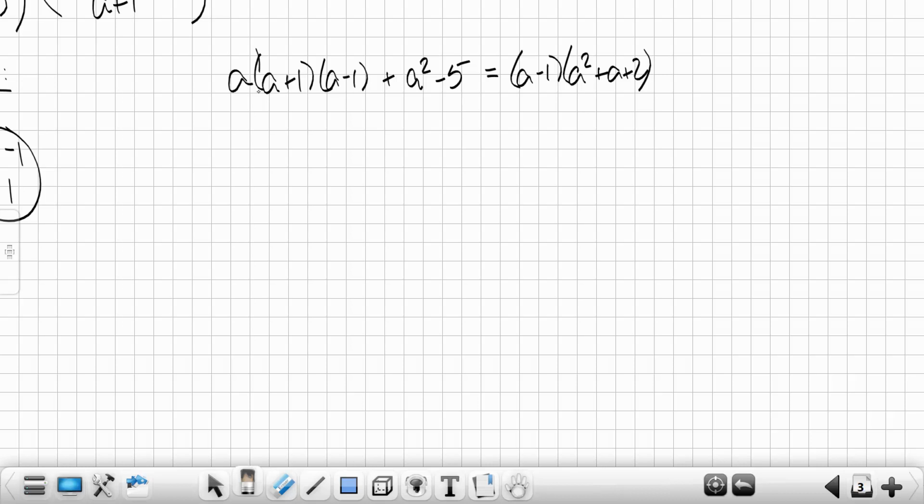So right here, guys, this a plus 1 times a minus 1 is just going to become a squared minus 1 again. Because those are conjugates. Conjugates, if you don't recall, are binomials where the only thing that's different between them is the center sign, or at least one sign.